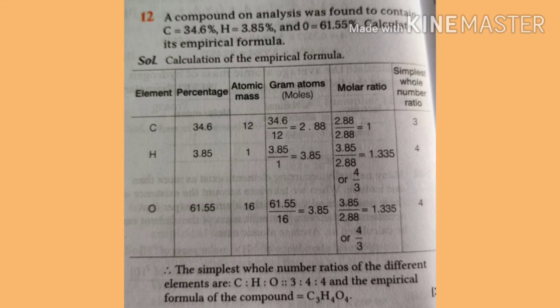Here the lowest value is 2.88. So we select the smallest value and divide all values by it. In the case of carbon, 2.88 divided by 2.88 is equal to 1. For hydrogen, 3.85 divided by 2.88 is 1.335, or 4 by 3 you can write. For oxygen, 3.85 divided by 2.88, again it is 1.335, that is 4 by 3.